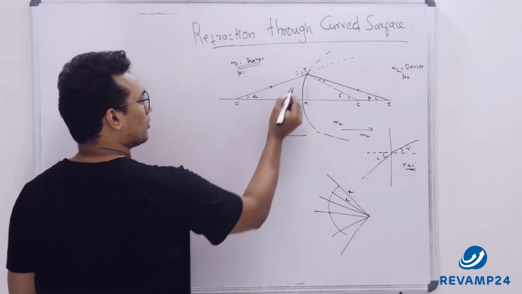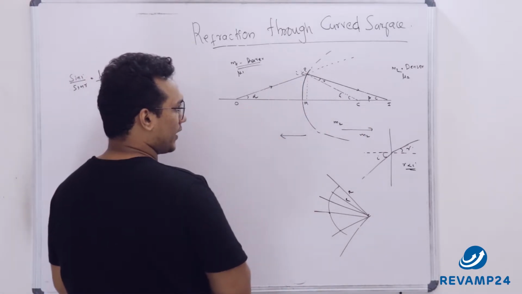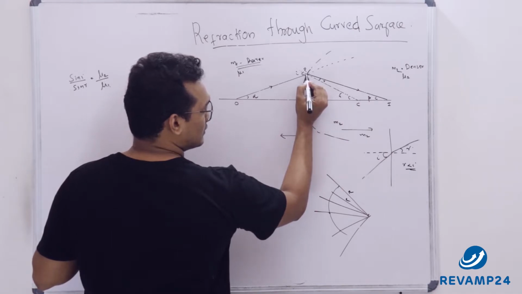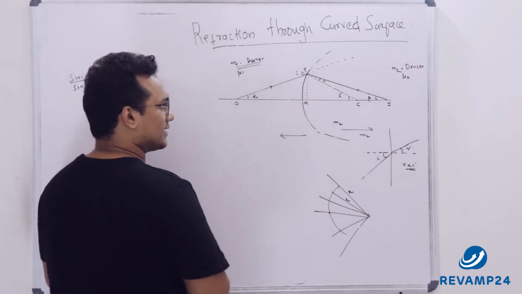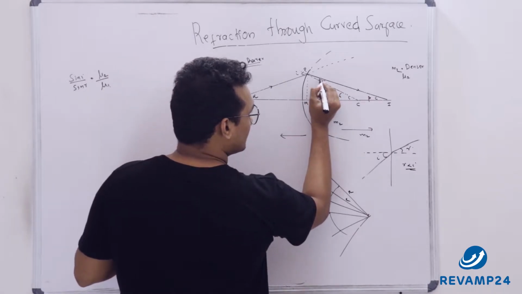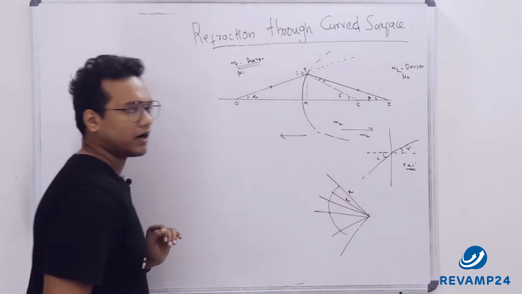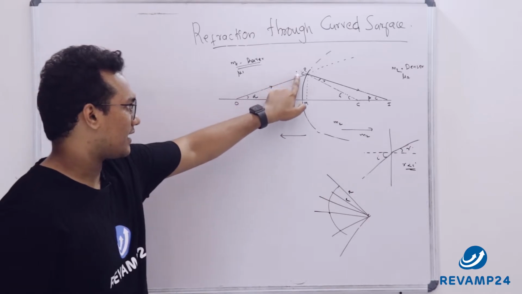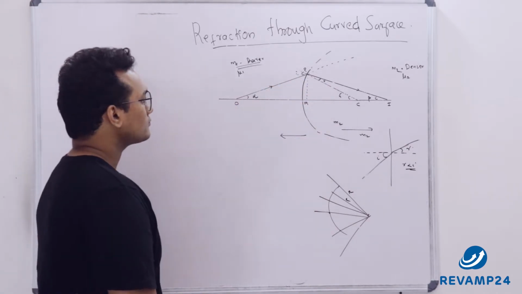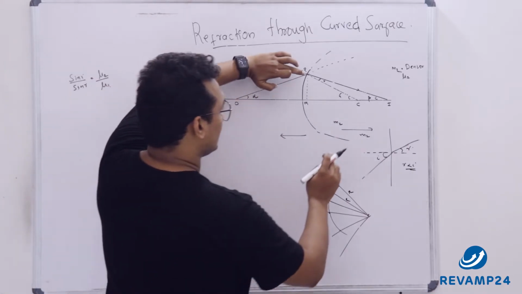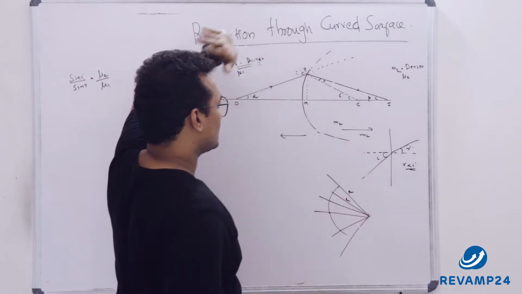With respect to the normal, the incident ray is making an angle i. Now refraction would occur and the refracted ray would go in this direction, and this ray is making an angle r here. So this is the incident angle and this is the refracted angle. Now this normal is simply my radius.